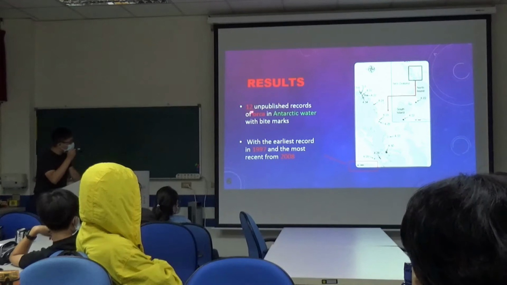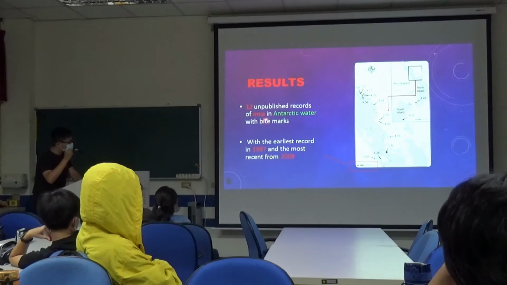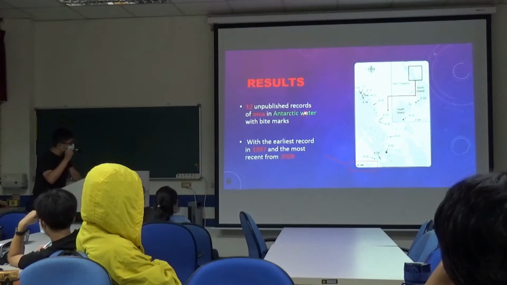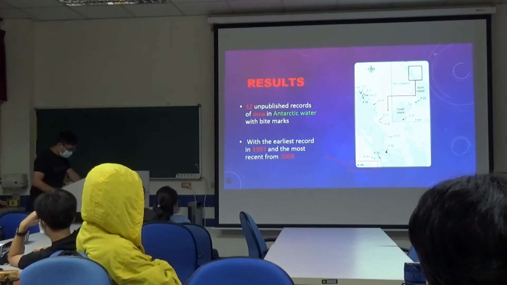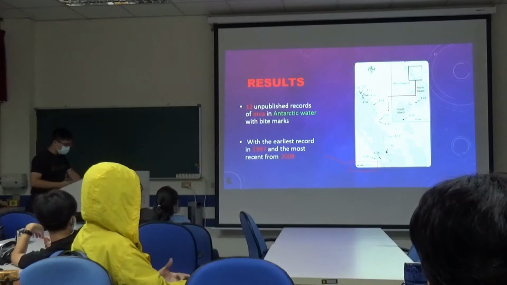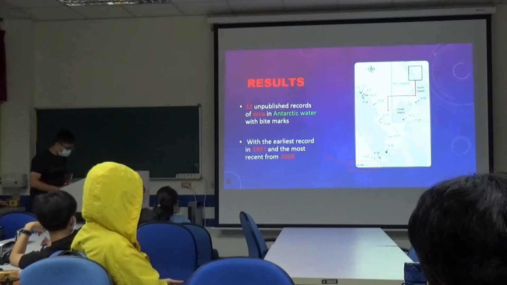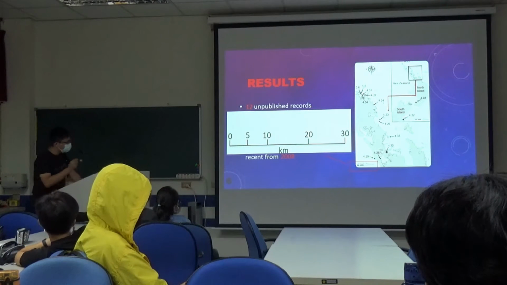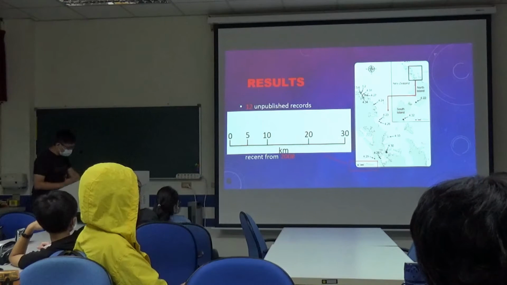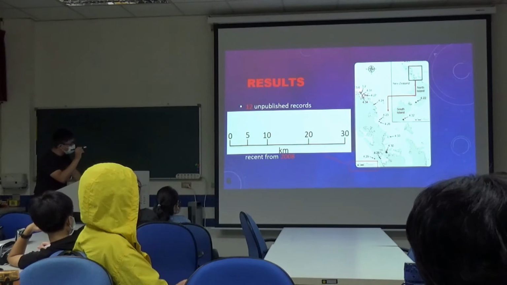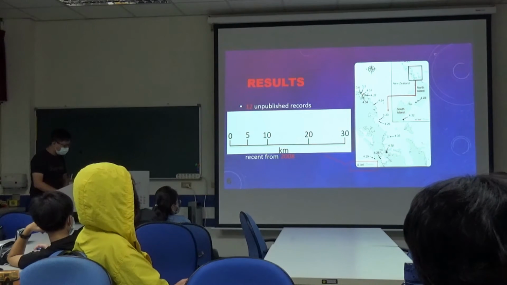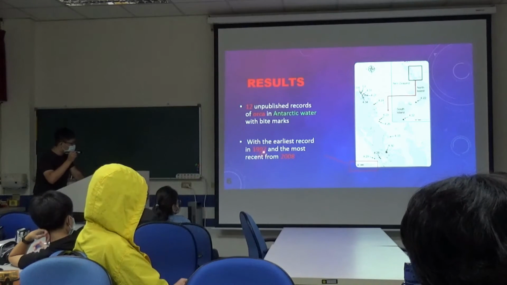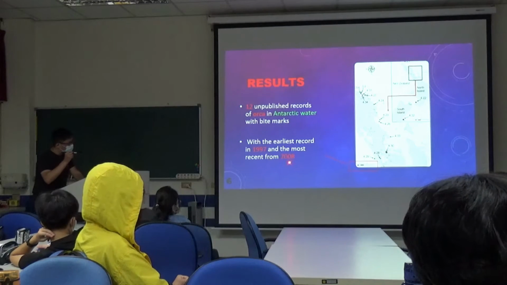And there are 12 population records of orca in Antarctic waters with bite marks. What is orca? It's a killer whale. Okay, now let me zoom in on the scale. You can see 12 points in the picture, and the first number is bite marks, the second is dead, with the earliest record in 1997 and the most recent from 2008.